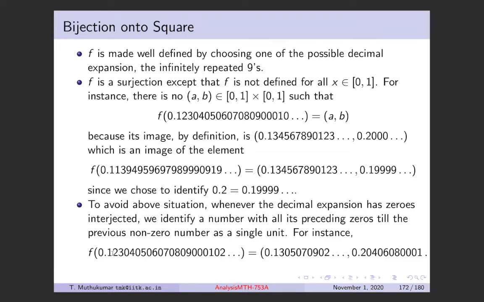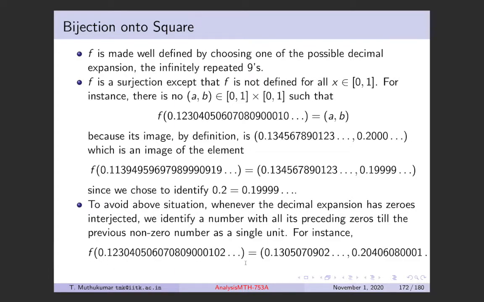So first position, second position, third position, 0, 4 is the fourth position. Similarly, now there is a 0 and the next non-zero number is 5. 0, 5 is the fifth position. 0, 6 is the sixth position, and so on. Now you write that position.